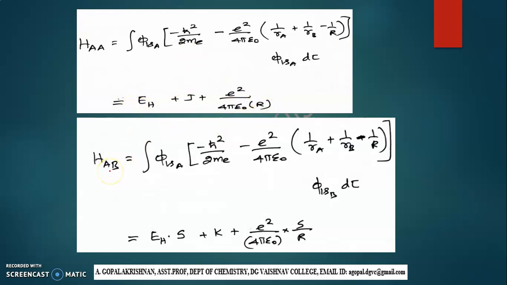And what about HAB? It is the integral of Phi1sA, the electronic Hamiltonian, and Phi1sB d tau, and the value of this integral also we determined in the last lecture, and this is the result. So now we know the value of HAA as well as HAB. HAA involves the Coulomb integral J, and HAB involves the exchange integral and the overlap integral S.